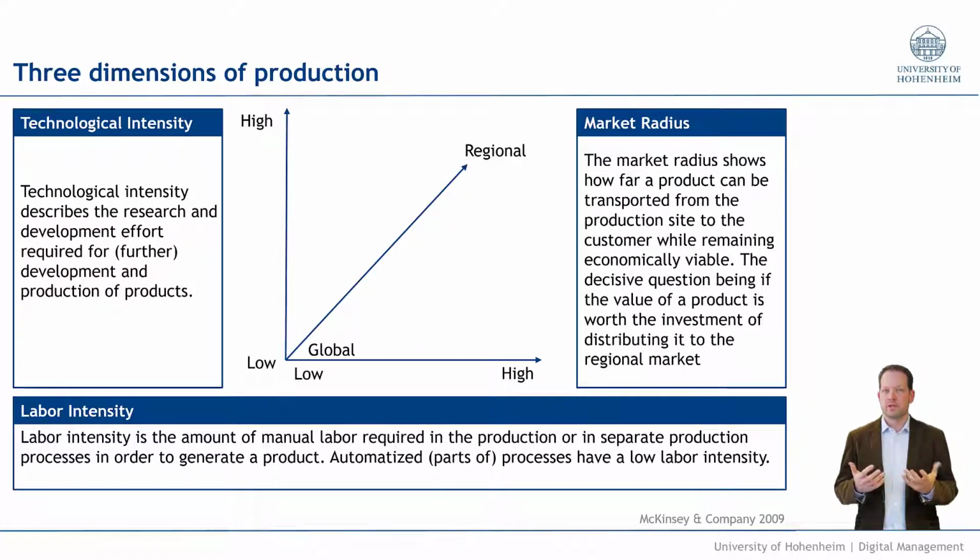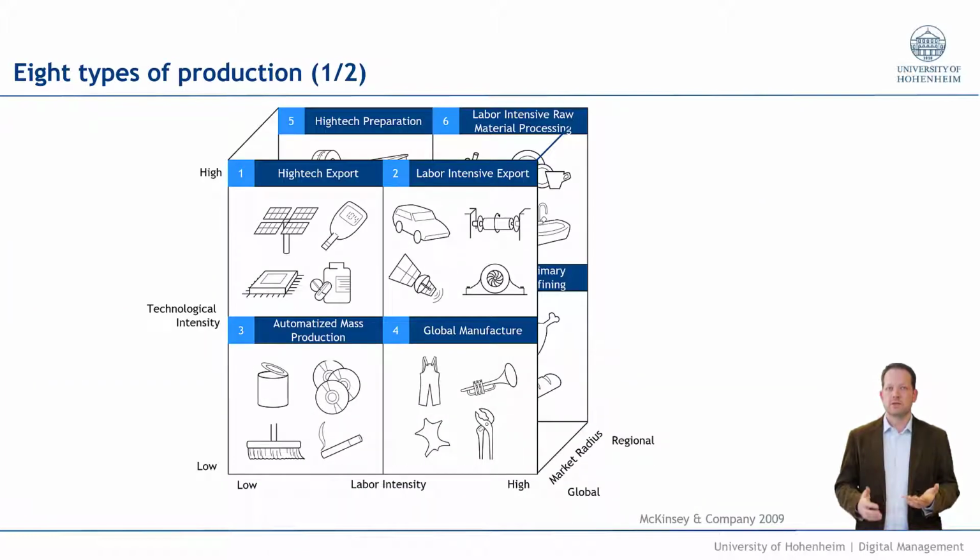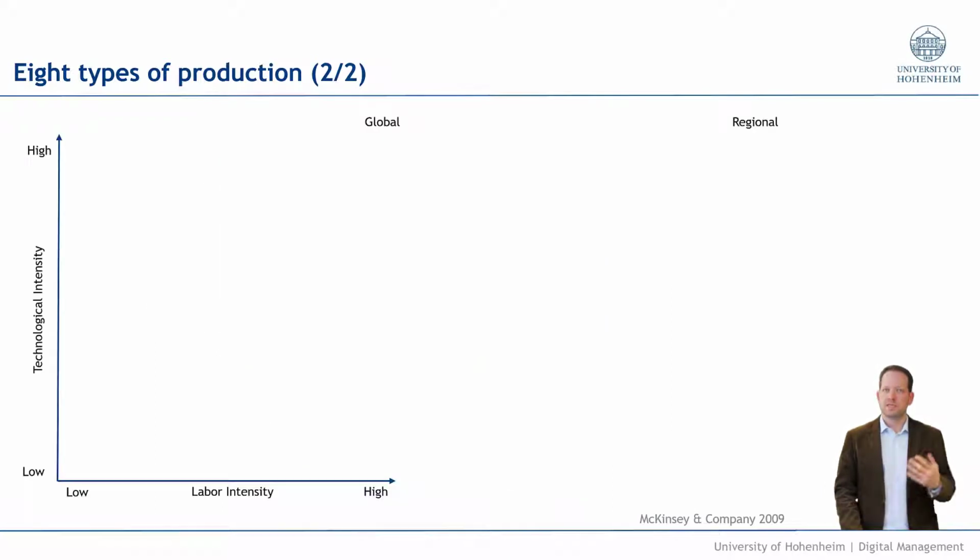The three different dimensions, each having two poles, make a total of 8 different types of production. You see them here as a cube. In this graphical representation of the cube, you can't see the regional market well. That's why we put it side by side on the next slide. What you see here is on the left-hand side, the global market, on the right-hand side, the regional market. And then for both, you have the 2x2 grid for labor intensity and technology intensity.